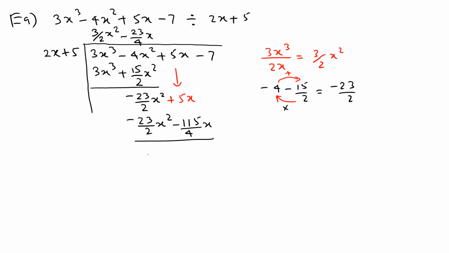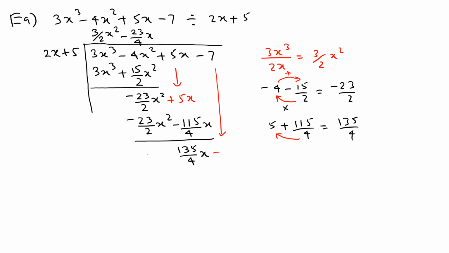So what do you get? You have a 5 and change the sign. So 115 over 4 as before. You're going to multiply these two, that is 20, and add to that. So that means you're going to get 135 over 4. That's what you get. So that means you get 135 over 4x. Again, bring the next number down.